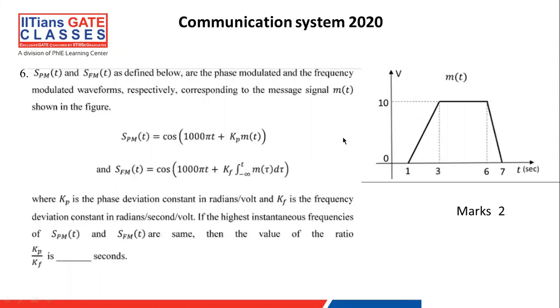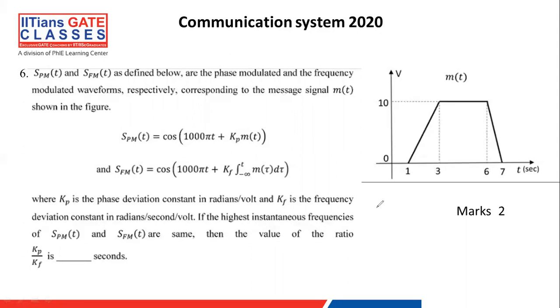Okay, this is interesting, Prav. This is based on frequency, angle modulation, frequency and phase modulation. In this question, a phase modulated signal is given, and a frequency modulated signal is given. Kp is a phase constant in radian per volt, and Kf is the frequency deviation in radian per second per volt. If the highest instantaneous frequency of S_PM(t) and S_FM(t) are the same, then we need to calculate the ratio of Kp and Kf.